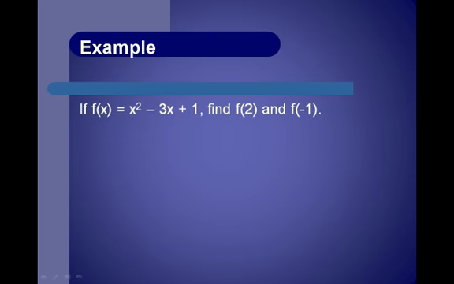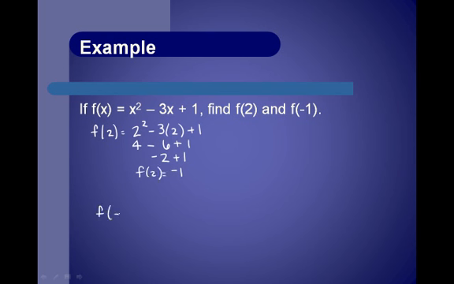This time, let's do f of x as x squared minus 3x plus 1. To find f of 2, we go into our f function. Everywhere we had an x, we plug in 2. So that would be 2 squared minus 3 times 2 plus 1. Simplifying this using the order of operations, we get 4 minus 6 plus 1, which would be negative 2 plus 1. So f of 2 is negative 1.